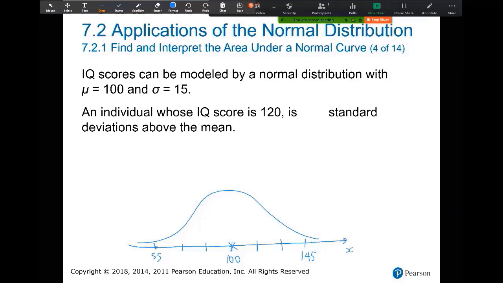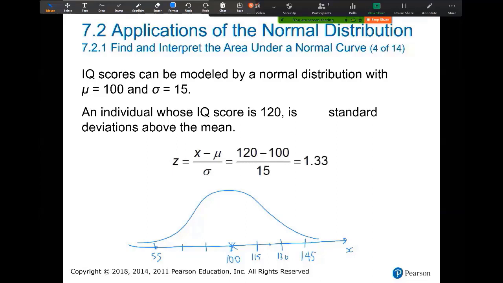Let's find out. This is 115 and this is 130. 120 should be located approximately here. Then how many standard deviations is this value located from the mean? Let's use the formula for the z-score, which is given by the value, 120, minus the mean, which is 100, divided by the standard deviation. Then this value 120 is located 1.33 standard deviations to the right, approximately here.